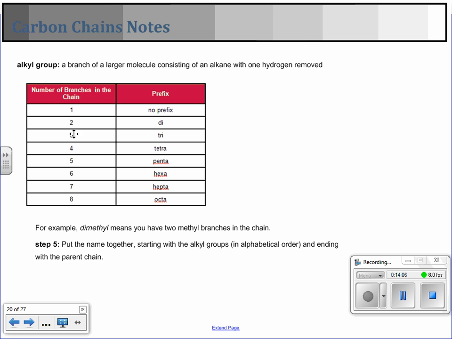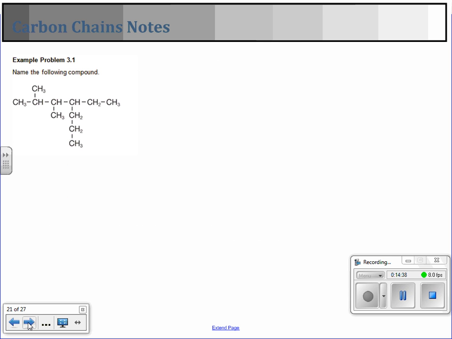An alkyl group is a branch of a larger molecule consisting of an alkane with 1 hydrogen removed. If there's 1, there's no prefix; then di, tri, tetra, penta, hexa, hepta, and octa. For example, dimethyl means that you have 2 methyl branches in the chain. So we put the name together, starting with the alkyl groups in alphabetical order and ending with the parent chain. So here we go.